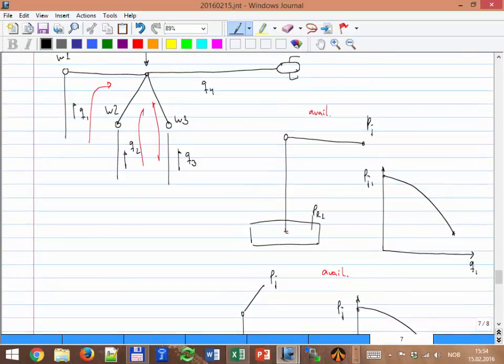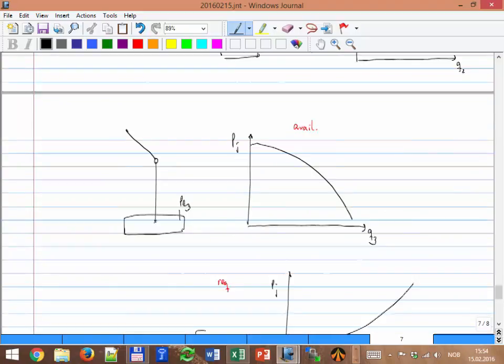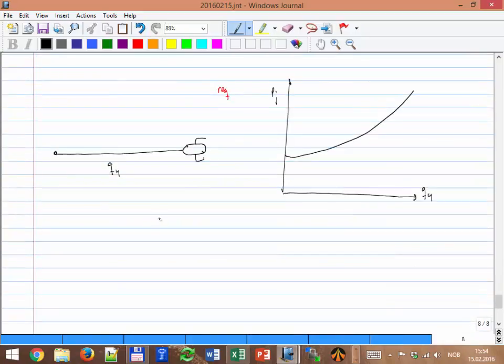So really, we need some additional equation that tells us that Q4 is equal to Q1 plus Q2 plus Q3, right? This one has to be honored because this is mass conservation. We are not electrical engineers, but we say mass conservation in the junction. So we need that additional equation.